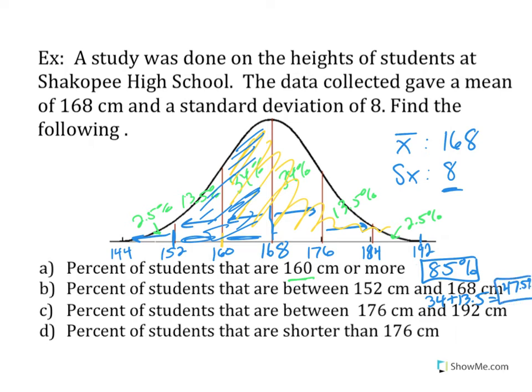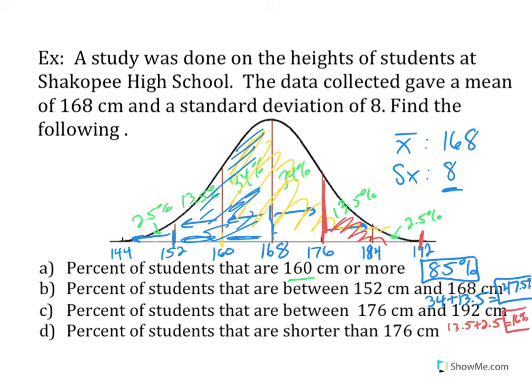Percent of students that are between 176 and 192. Well, 192 is right here, 176 is right here, so the percent between them would be these two little percents. So 13.5 plus the 2.5 gives me a total of 16%.